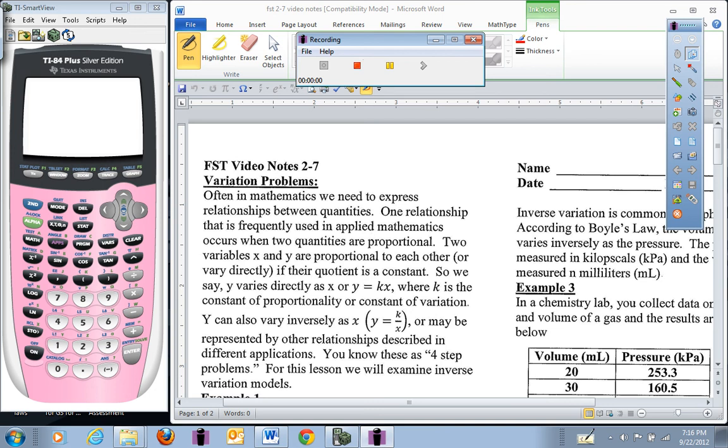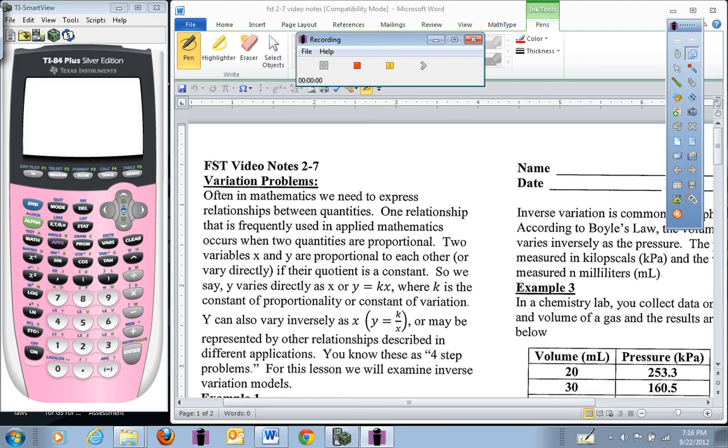Lesson 2.7 is going to be that variation problem. So for this lesson, you're going to need your textbook, and you're going to need no note cards this time, but just this video notes. We're going to review some ideas that you learned in Algebra 2, and then now we'll expand upon them with a new kind of scatter plot and a new kind of regression equation in addition to the other ones that we've already learned.